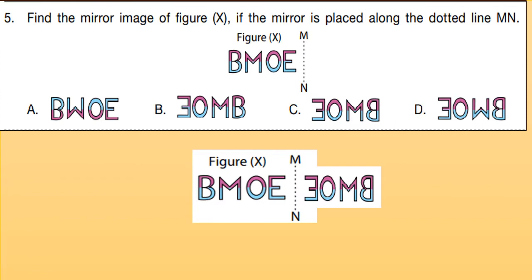Question 5. Find the mirror image of figure X if the mirror is placed along the dotted line MN. Now see the figure X. So a mirror is placed along dotted line MN. So what will be its mirror image? Now you can see the solution. This is the mirror image. So according to this image, the correct option is C.